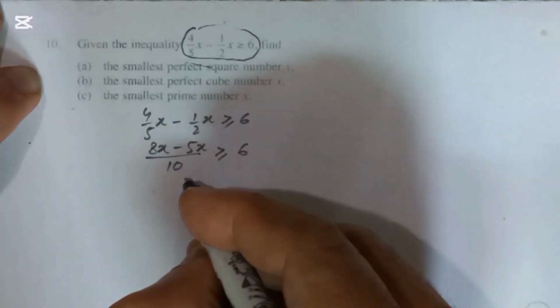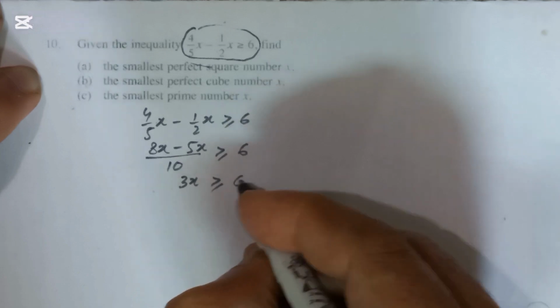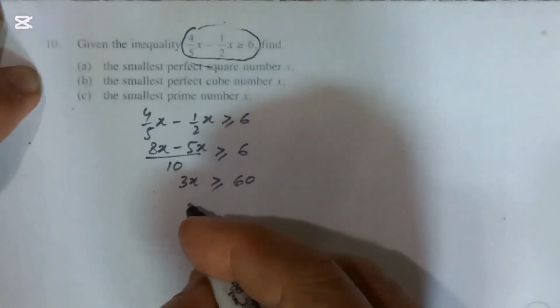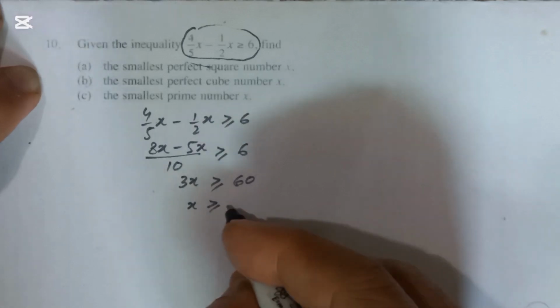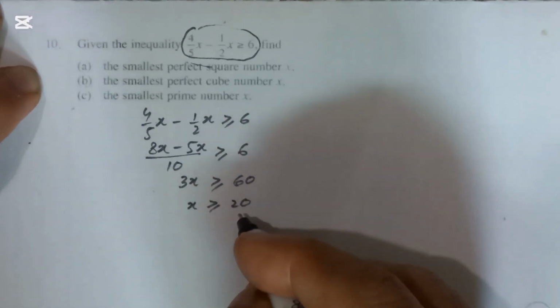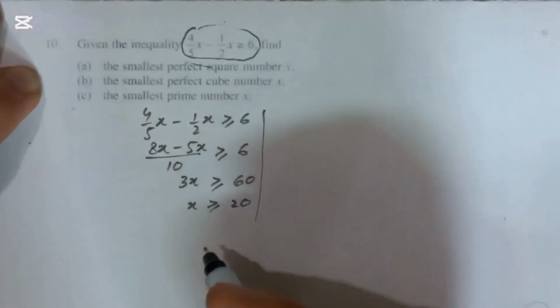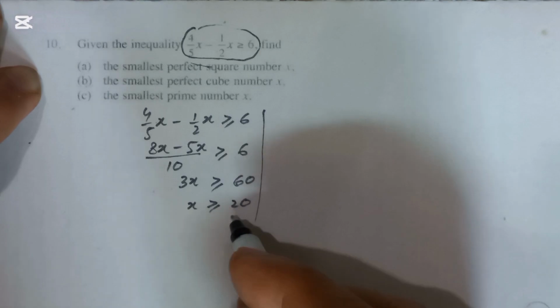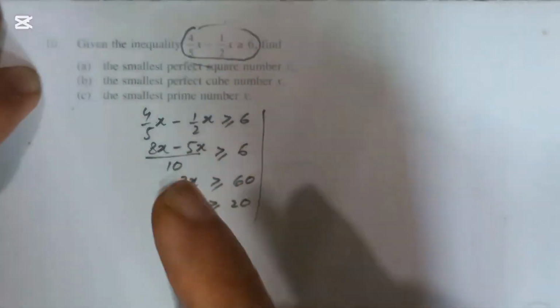Now 8x minus 5x will be 3x, and this 10 will go to the right side and it will become 60. And from here we can get the answer of x, that is x is greater than or equal to 20. So this is the answer of the inequality, and now we will solve the parts. Now look here, x is greater than or equal to, so this is the minimum value and other values will be greater than 20.